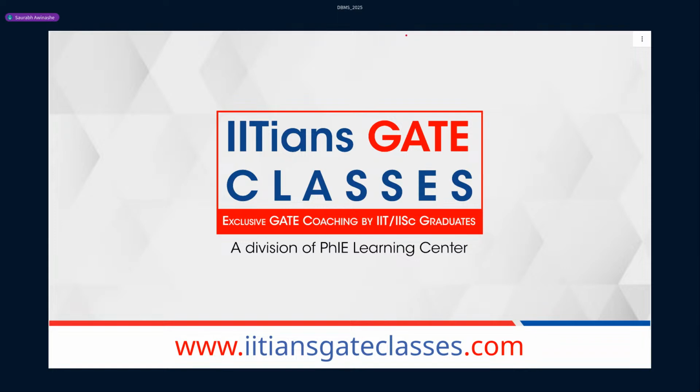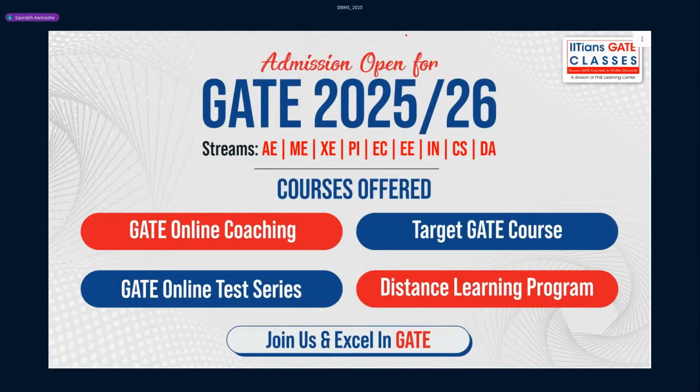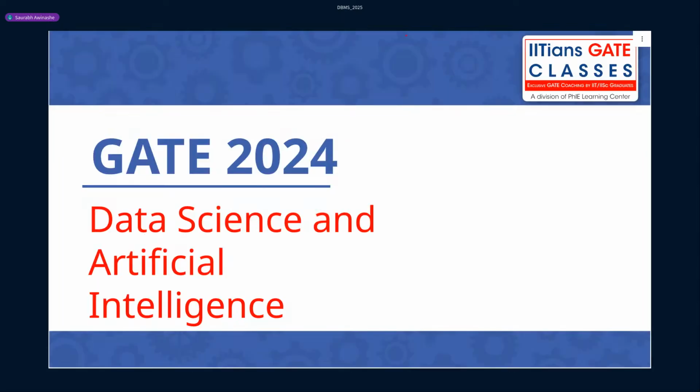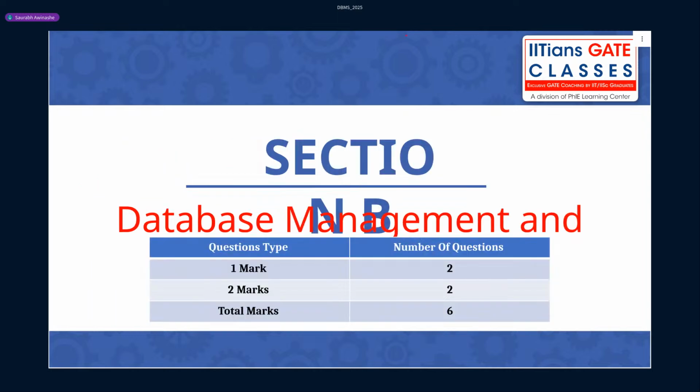Good morning, everyone. So today we'll be solving the DBMS part of the GATE 2024 Data Science and Artificial Intelligence paper. There are a total of 4 questions, out of which two were 1 mark questions and two were 2 marks. So in total, it was around 6 marks. We'll solve these 4 questions today.